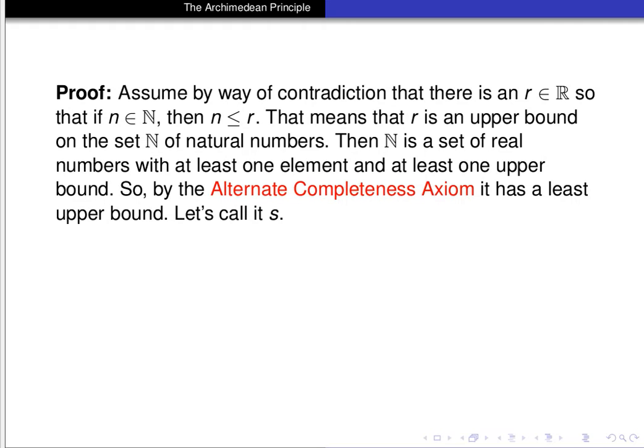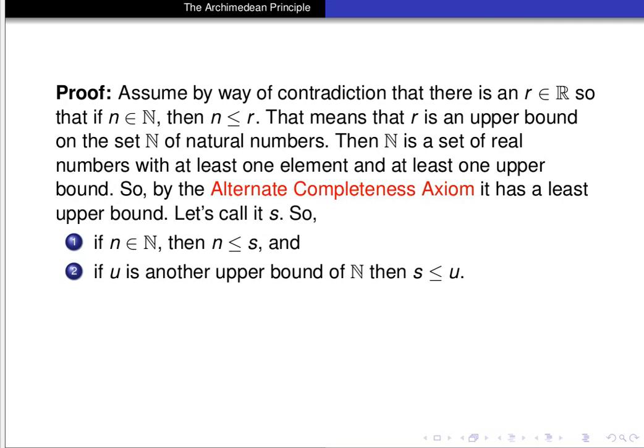So we know a couple things about S. Since it's a least upper bound, we know that it's first of all an upper bound. So if n is a natural number, then n is less than or equal to S. And we know it's the least upper bound. So if u is another upper bound of the natural numbers, then S is less than or equal to u. Sometimes it gets confusing. You might think that S is itself a natural number. We don't know that. It's just a real number. The alternate completeness axiom guarantees us a real number that is a least upper bound of the set, but that may not be in the set. Okay, so all we know about S are these two things. It's an upper bound and it is a least upper bound.